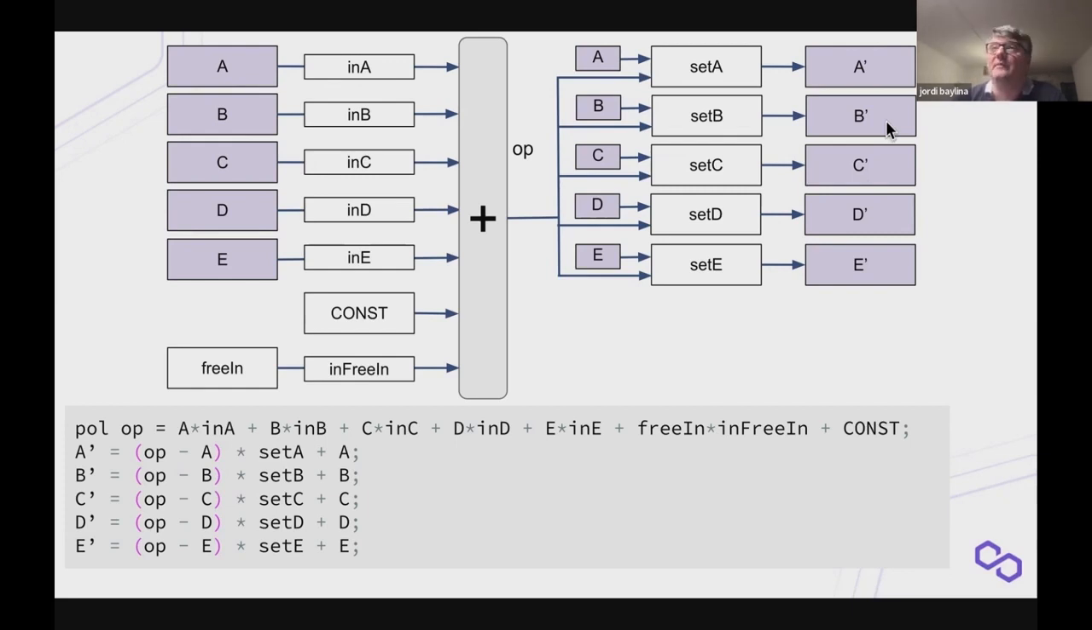If I want to execute, for example, an immediate value, imagine that I want to put a 4 in register C. Here inA, inB, inC, inD are going to be 0. Const is going to be the number 4. This is the immediate value. So op is going to be this constant value, and then setC is going to be 1, and the others are going to be 0. So I'm going to put a 4 in register C.